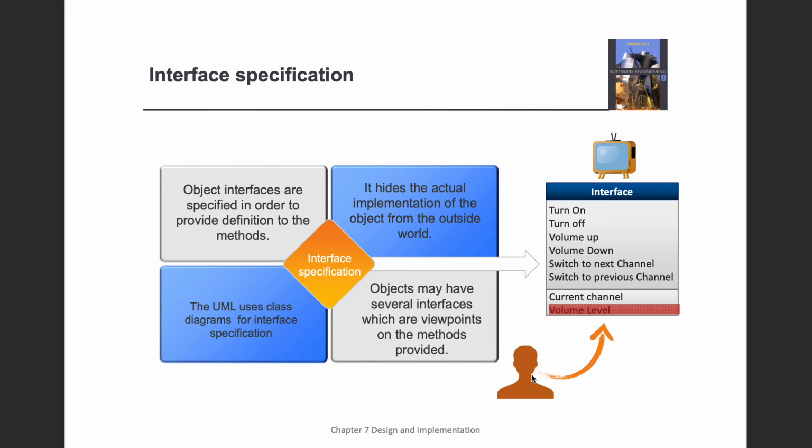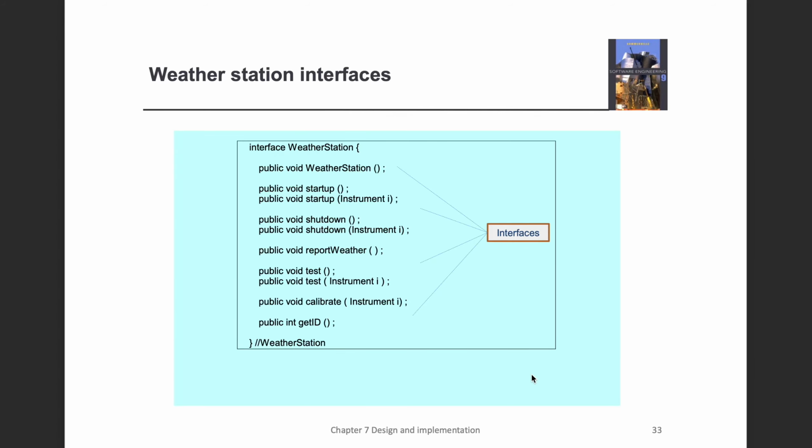Objects have several interfaces, which are viewpoints on the methods provided. This is what we mean by interface specification. It is like a class with methods inside, and these methods serve as the interfaces through which you can execute and receive a response, or receive a response and use it in other applications. So when you say start, there's a method to start the workstation. When you say stop, there's a method to stop. And when you say test, there's a method to test and get a report back, and calibrate the devices that are in there.